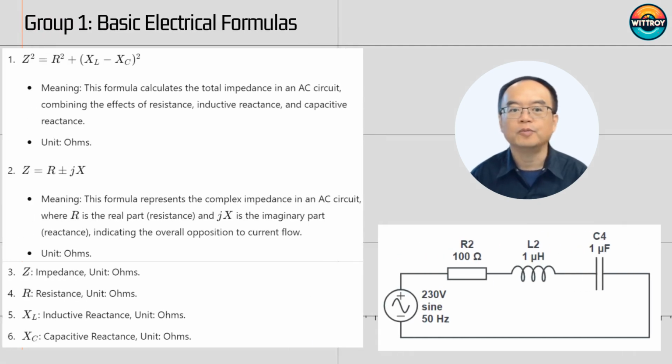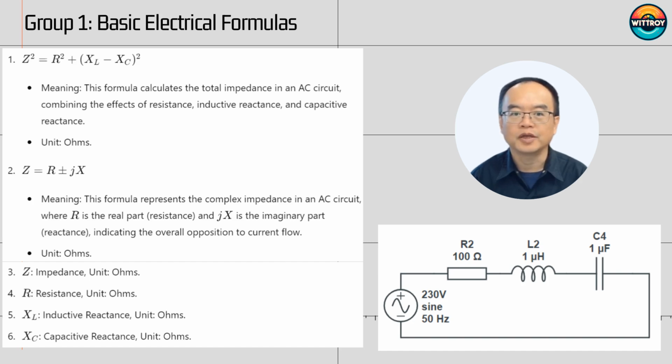First, let's look at the formula itself. The formula for impedance in an AC circuit is Z squared equals R squared plus (XL minus XC) squared. This formula calculates the total impedance, combining resistance and reactance in an AC circuit.